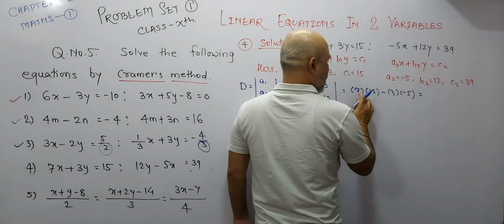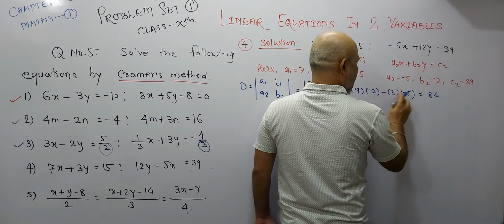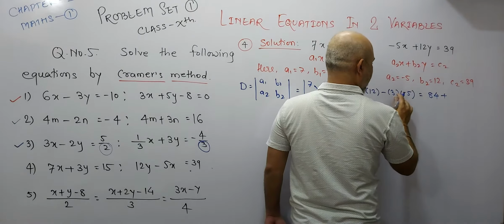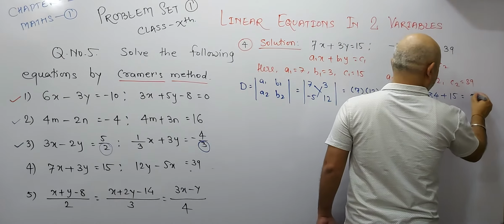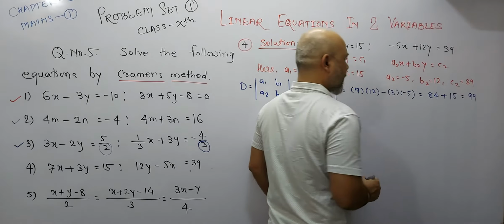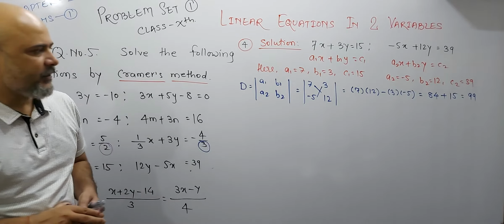So this will be equal to 12 sevens are 84. This minus minus becomes plus, 5 threes are 15. So this will be what? 99. Okay. 84 plus 15 is 99.